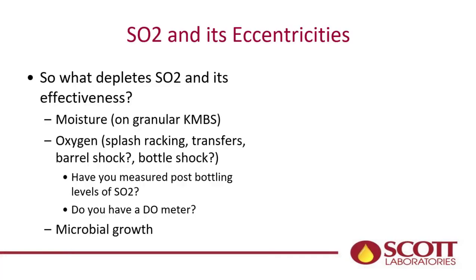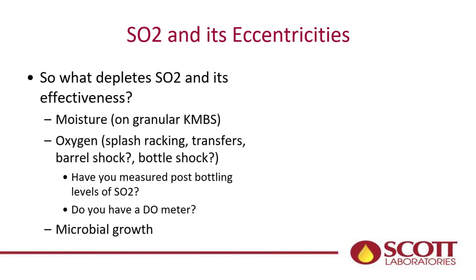So what depletes SO2 and what compromises its effectiveness? If you have a bag of granular KMBS that's unsealed and it's been sitting out, and you make an SO2 add and you don't see the shift that you want, one of the things that could have happened is it could have absorbed a lot of moisture, and that will deplete the effectiveness of the SO2. So where 100 grams would typically get you, let's say, a 10 part per million shift, it may only get you a 2 to 5. So that's something to keep in mind, and I'll talk about a strategy to protect your additives downstream in this presentation.